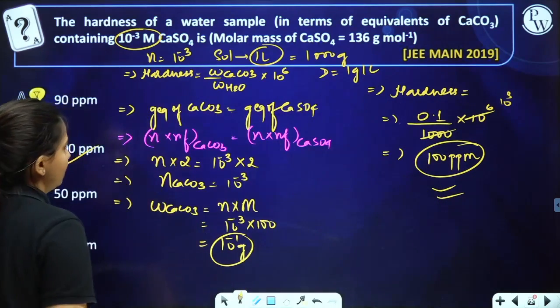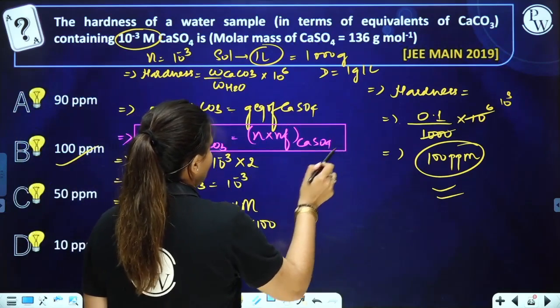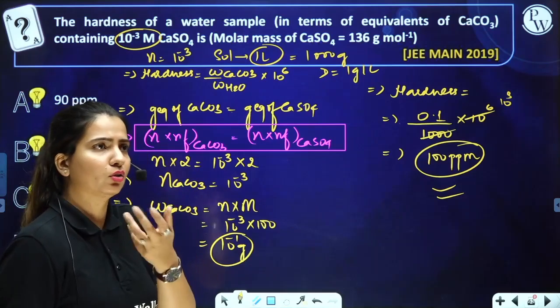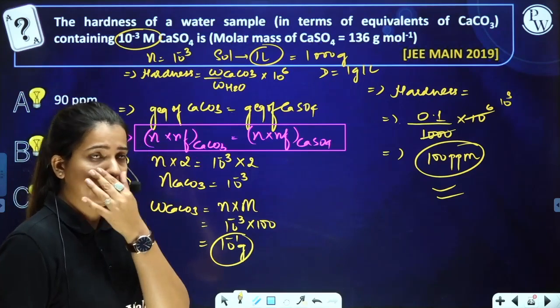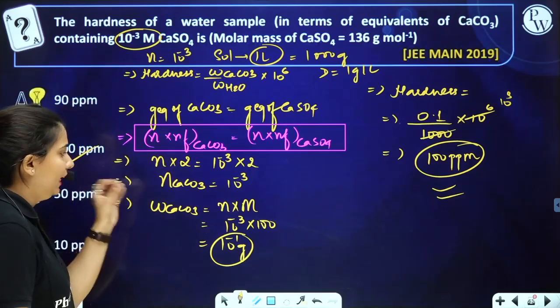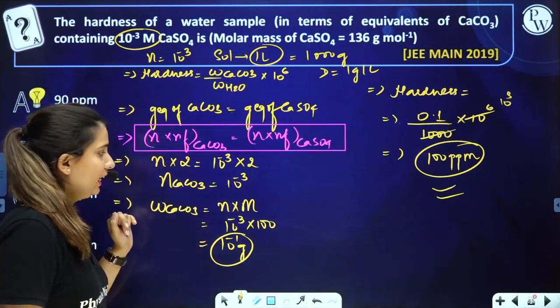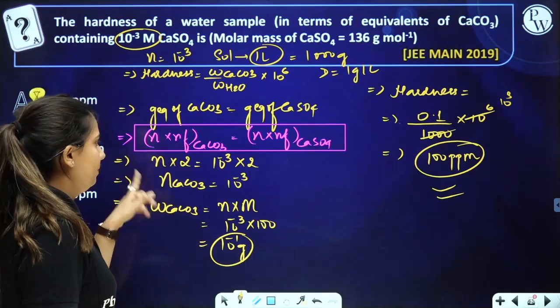I have just used this formula. If I am not knowing this formula, this question can become very tricky also. For those who are not knowing the concepts, they should revise that with the help of the mole concept chapter. You should know the weight of the calcium carbonate. By any means you have to calculate that. I have calculated with the help of the formula moles into the n factor.